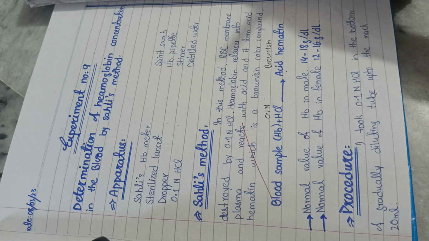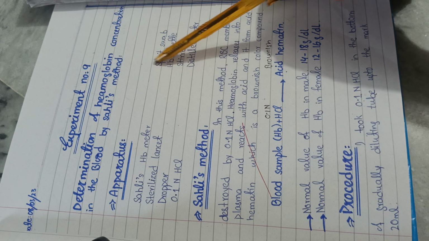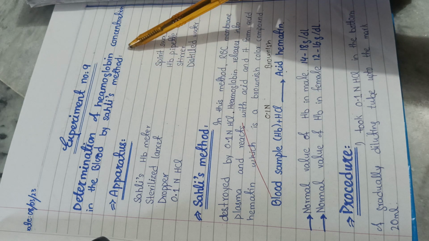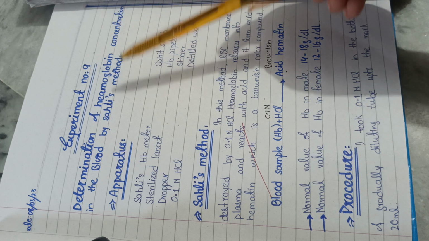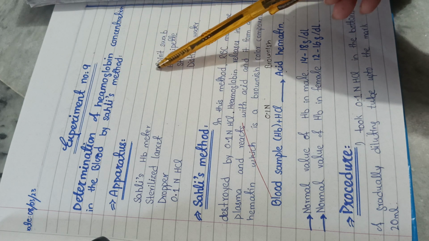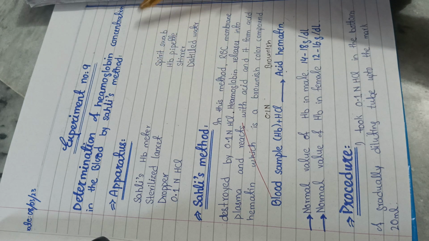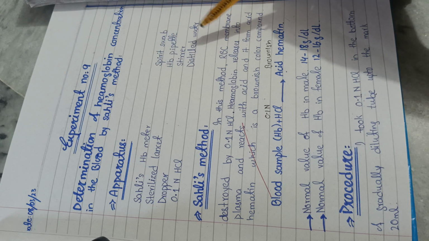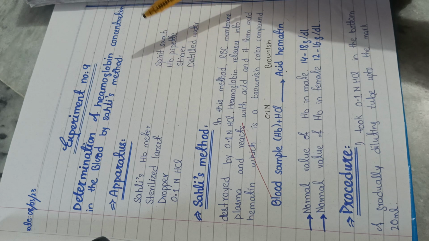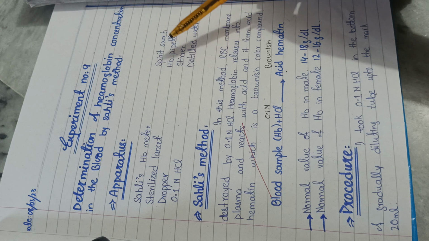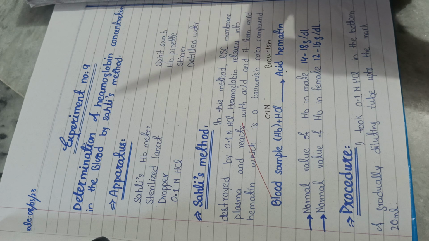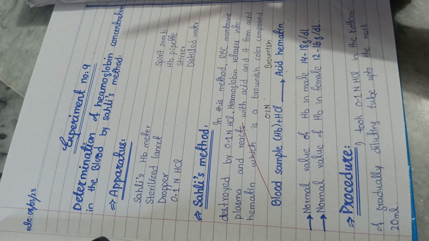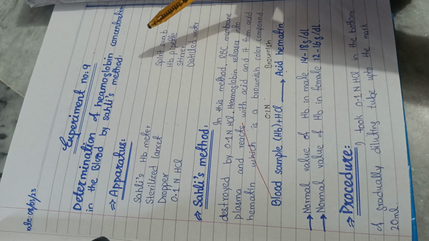Assalamualaikum everyone. In today's video, we are going to discuss experiment number 9, which is about the determination of hemoglobin concentration by Sahli's method. In this lecture, we are going to discuss the whole experiments of physiology from the first prof. We have discussed the first 8 experiments in the first video. Now we are going to discuss experiments 9 to 20 in this video.